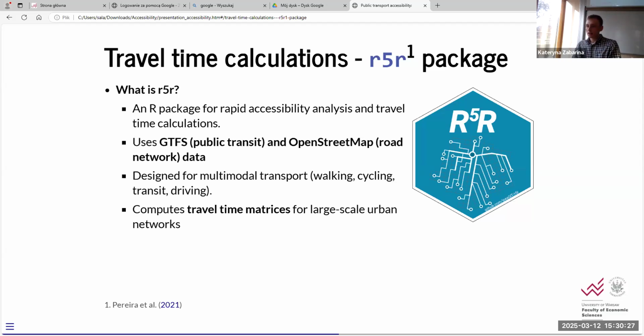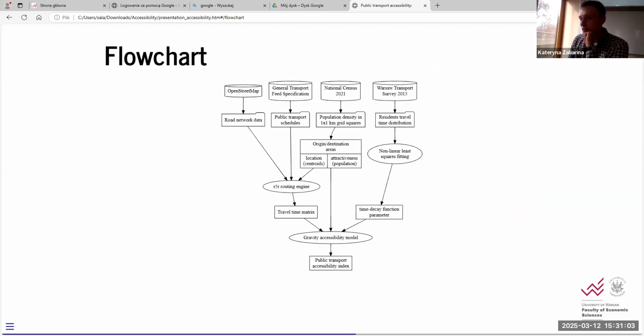And the main advantage of this package is that it is quite fast. Even though the calculations are expensive, I tried several packages, and some of them calculated these travel times for a whole night and didn't finish. But that package was quite okay. So that's the flowchart of what I did in my research. Nothing to add here, I think.